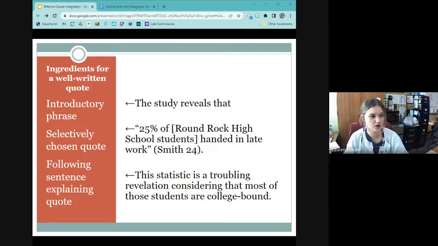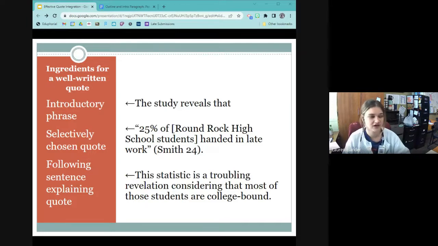What is the overall argument? So this statistic is a troubling revelation, considering that most of those students are college bound. If people aren't turning in their work, it's a problem for college. Very clear connection to an overall argument. Three things you've got to think about.